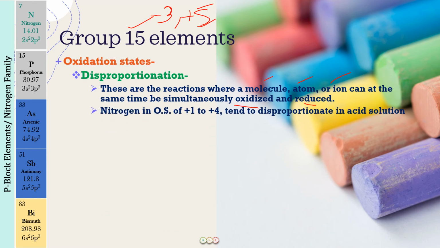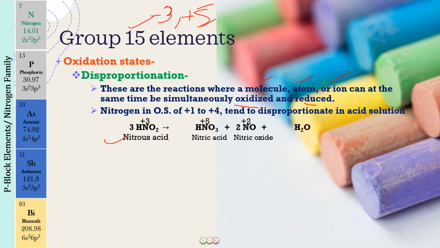For example, nitrogen in the +1 and the +4 oxidation state tends to disproportionate in acidic solution. HNO2 is nitrous acid, where we have nitrogen in the +3 oxidation state. It is going to form two compounds, one in a higher oxidation state and the other in a lower oxidation state. So it is going to form nitric acid, where nitrogen is in the +5 oxidation state, and in nitric oxide, NO, we have the +2 oxidation state for nitrogen. Okay. So what do you remember?